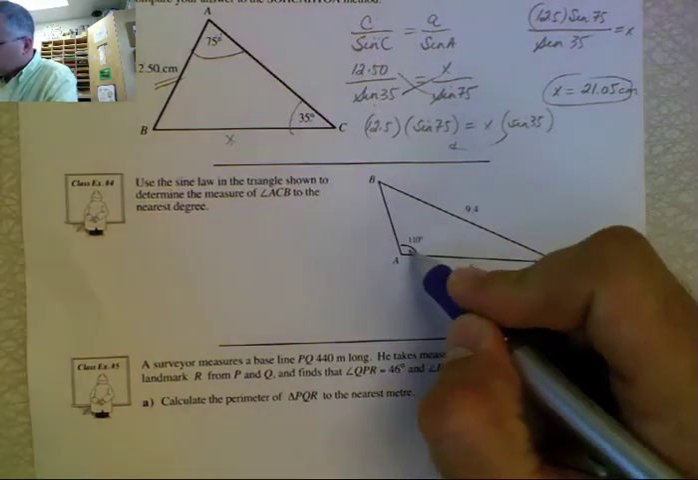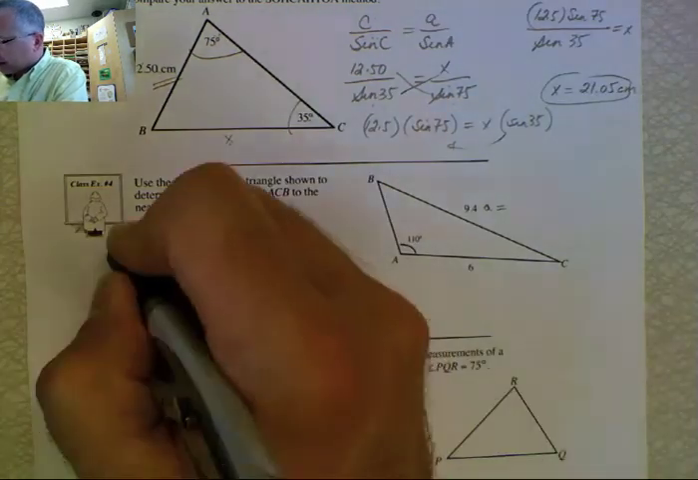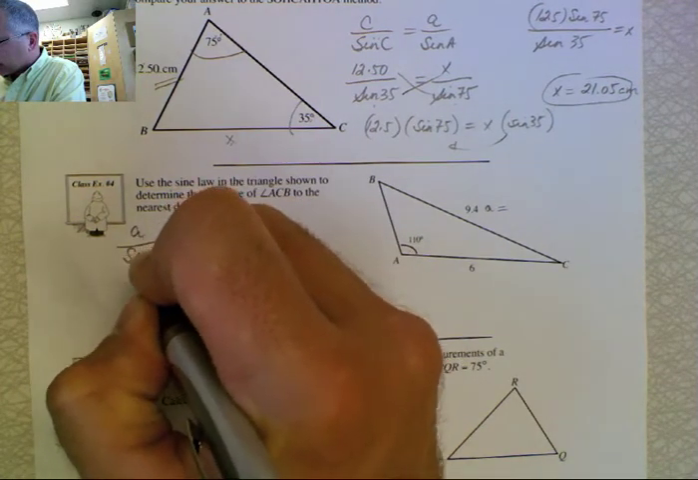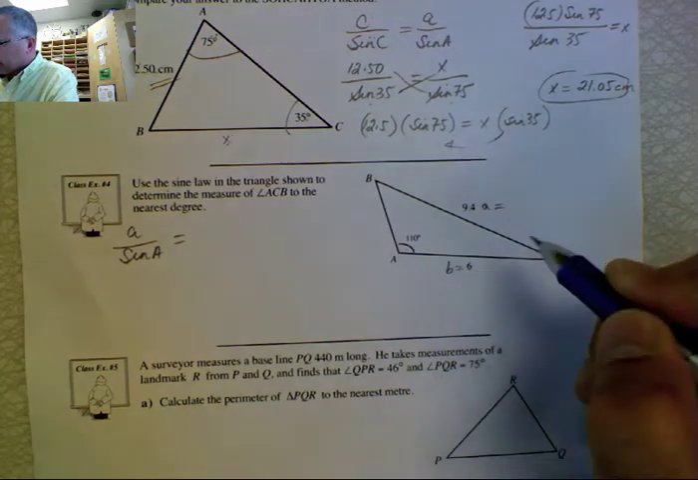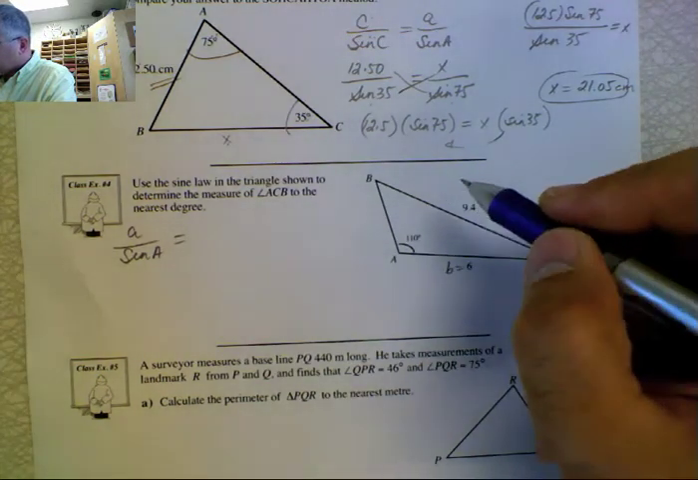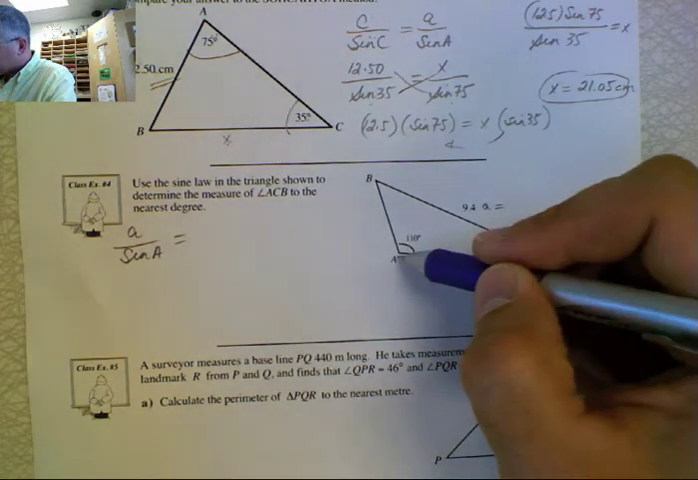In this question, we know angle A and we know side a. So we're going to use a over sine A. We know side b, and they want us to find angle ACB.